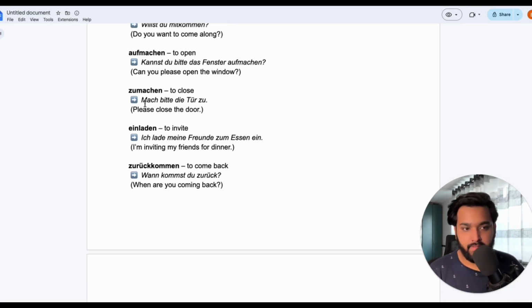Then we have zumachen, to close. Mach bitte die Tür zu. That means please close the door. Then we have einladen, to invite. Ich lade meine Freunde zum Essen ein. That means I'm inviting my friends for dinner.